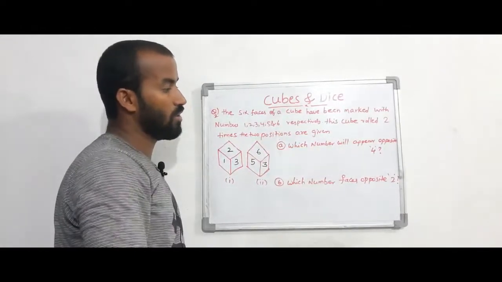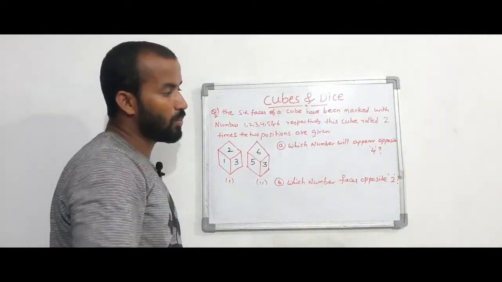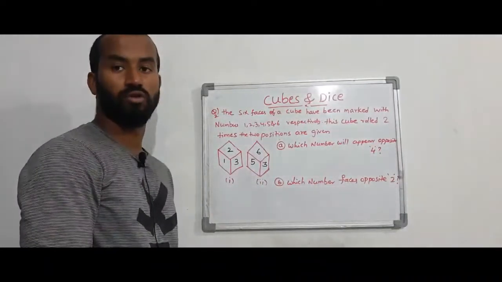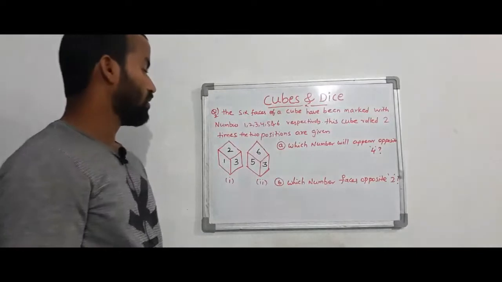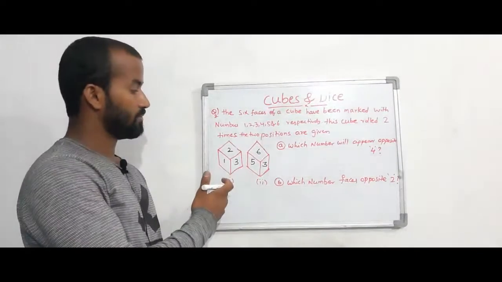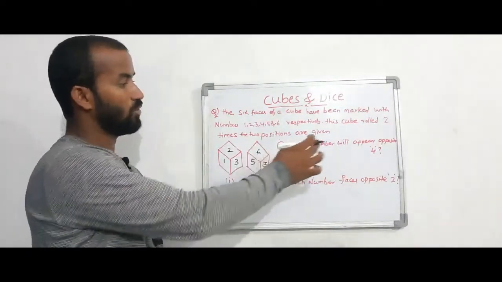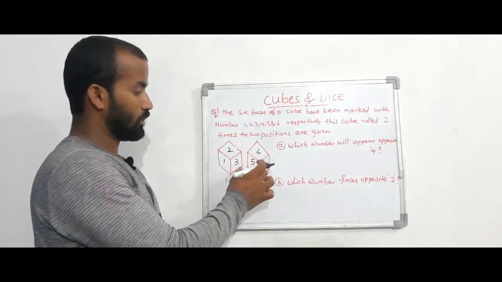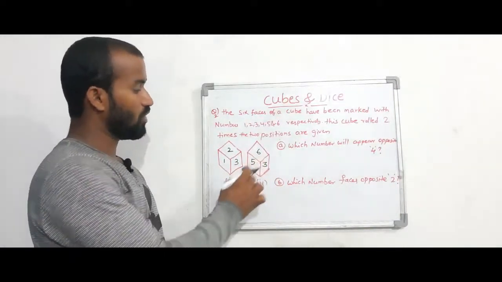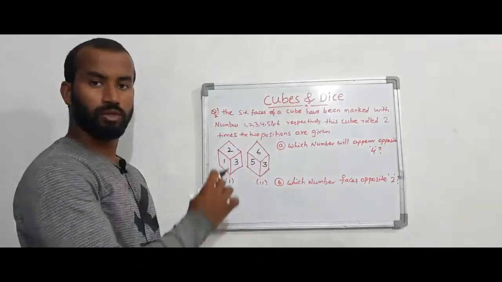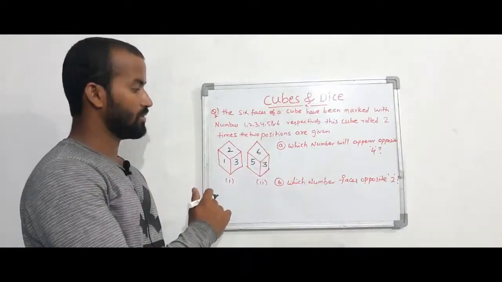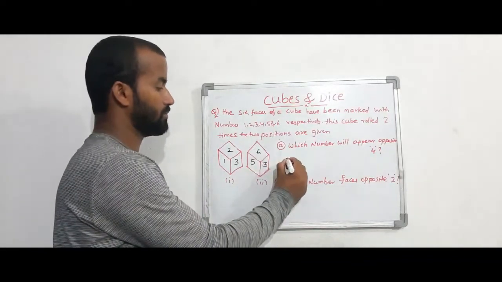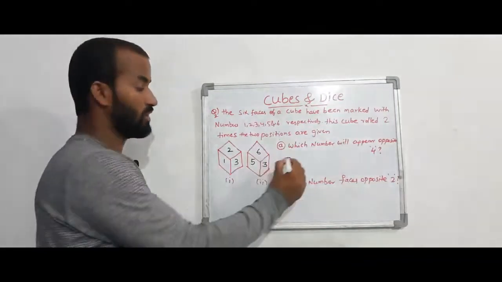We have to find which will appear opposite to 4. So now what we're going to do here is we have to find opposite to 4. Now in these two figures, what is common? 3 is common, right? So 3 is common.